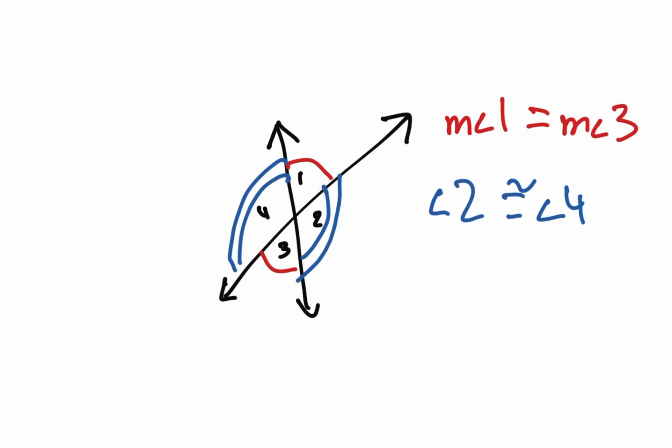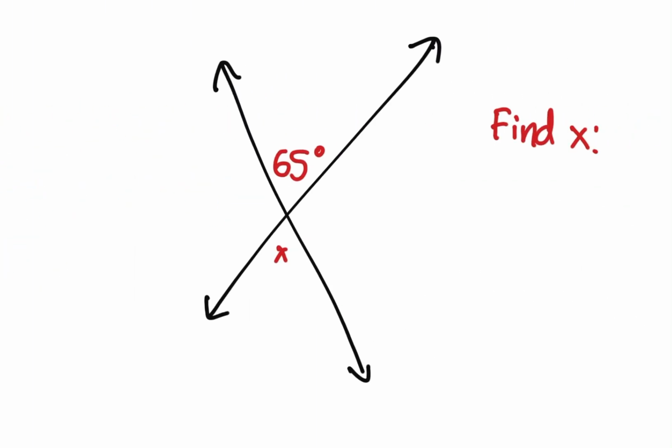This is a really simple, really easy theorem, but we can also use it in different problems in math. So first, let's start with a really basic, really simple problem, which basically tells you to find x. And we don't really need to do much here because we know that this angle and this angle are vertical angles. So we can use the vertical angles theorem to find that this angle is also 65 degrees. So therefore x is 65.